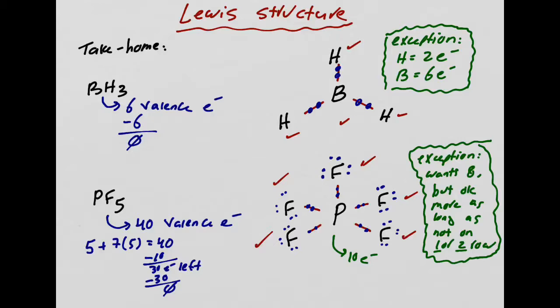It has more than 8. It prefers 8. But if you have more than 8, you can be extra happy. That's okay, because this one is on the third row of the periodic table. It's not on the first or second row. So far, so good? Okay.